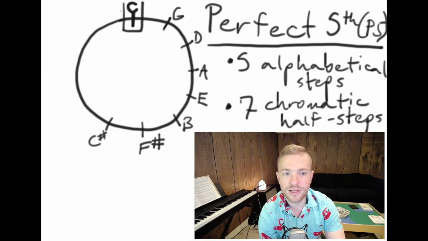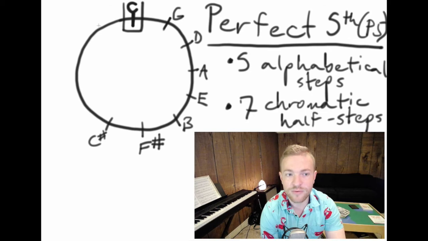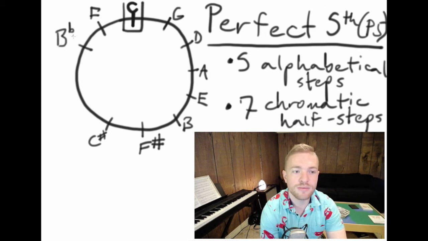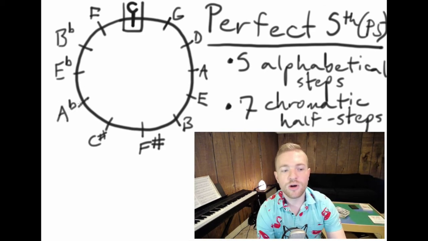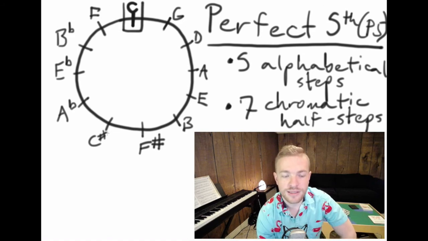Okay, so let's go on in the counterclockwise direction now. If when we went clockwise we ascended by a perfect fifth each time, then it makes sense that as we go counterclockwise we're going to descend by a perfect fifth each time. So if we descend a perfect fifth from C, that's going to bring us to F. If we descend a perfect fifth from F, that takes us to B flat. Perfect fifth down from B flat is E flat. Perfect fifth down from E flat is A flat. And now a perfect fifth down from A flat is the key of D flat.